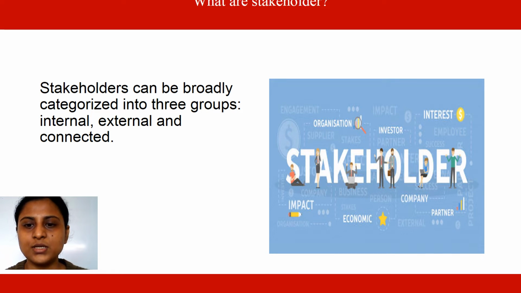Now we need to understand that it is very important for managers to understand the varying needs of the different stakeholders in their organization, because failure to do so could mean that important stakeholders do not have their needs met, which could be disastrous for the company. Stakeholders can be broadly classified into three groups: internal, external and connected. Let's look at these three groups in detail in further discussion.